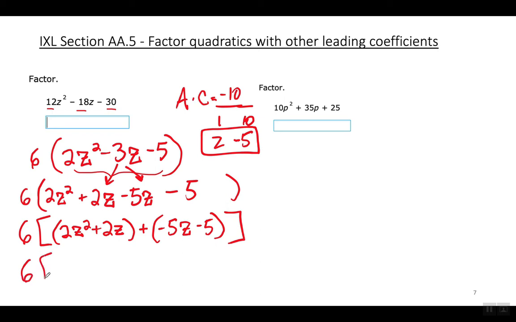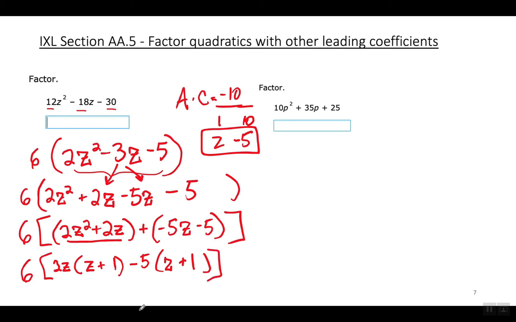Okay, now, what's the greatest common factor of this term? 2z. 2z times what will give me this binomial? 2z times z plus 1. What's the greatest common factor of this binomial? Negative 5. Negative 5 times what will give me negative 5z minus 5 times z plus 1? Right? Because negative 5 times z is negative 5z, and negative 5 times 1 is negative 5.